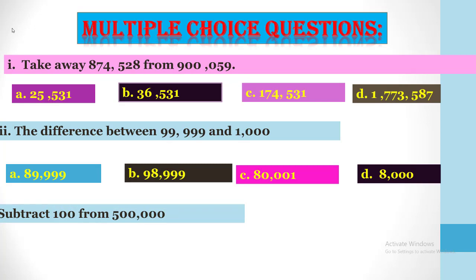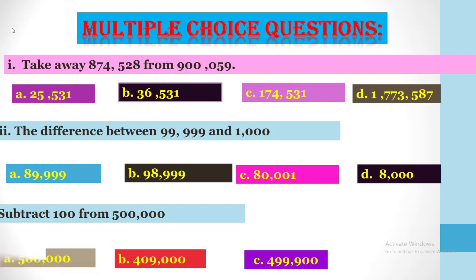The third one is subtract 100 from 500,000. Your first option is 580,000. Second one is 409,000. Third one is 499,900. And the last one is 589,999. Hurry up, solve your questions.